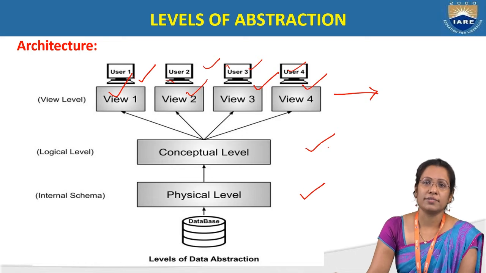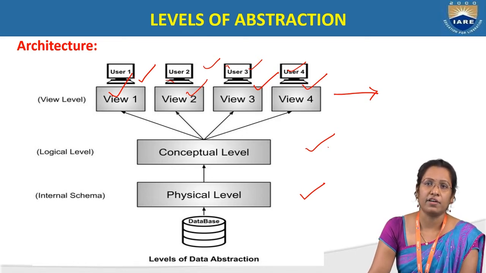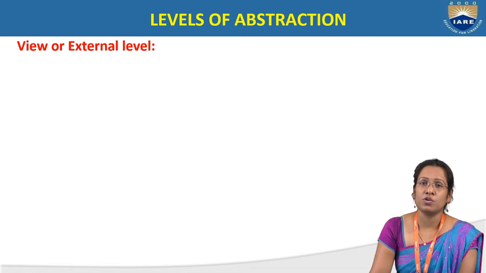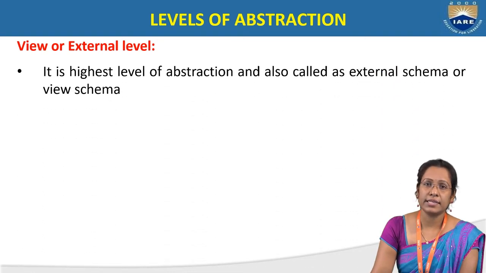The remaining two levels are the conceptual level and the physical level. We will discuss each and every level in detail in the coming slides. First, we will discuss what the view level is. This view level is also called the external level, and it is the highest level of abstraction. It is the starting level of abstraction, and it is also called the external schema or view schema.